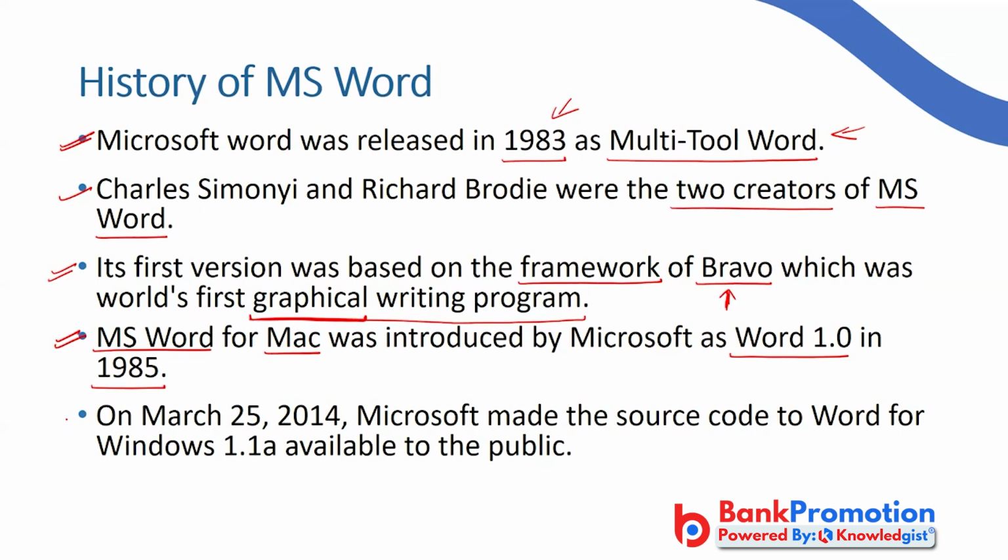On March 25th, 2014, Microsoft made the source code of Word for Windows 1.1a available to the public. Okay. So what is source code? First of all, we are going to talk about what source code is. Source code is the actual code that is written by the developers.